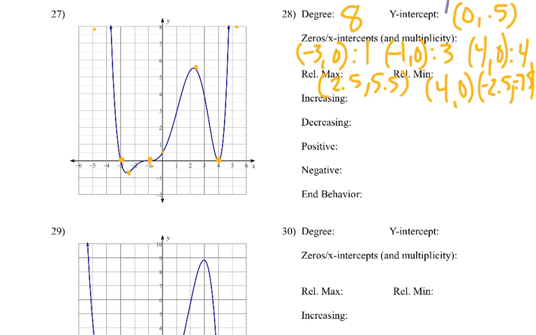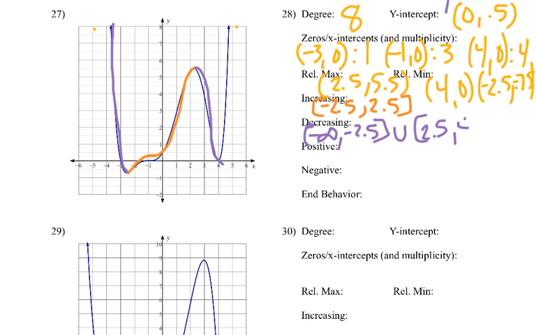Okay, so increasing and decreasing. We start out decreasing till we hit that minimum. So I'd start out at negative infinity until I hit that minimum of negative 2.5, because I'm only dealing with x values. Then we increase till we hit the maximum. So at negative 2.5 I start increasing until I hit positive 2.5. Okay, then we take a jump, and now we're decreasing till we get to 4. So 2.5 until we get to 4. Then we go back to increasing, and we go from 4 to infinity.